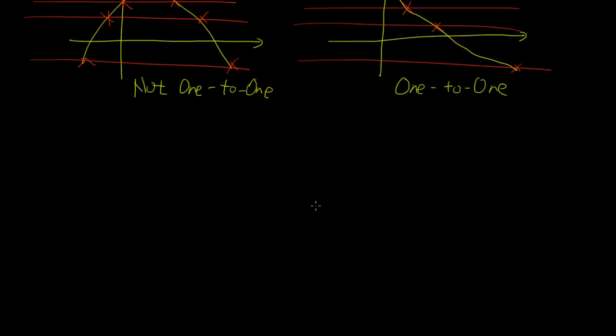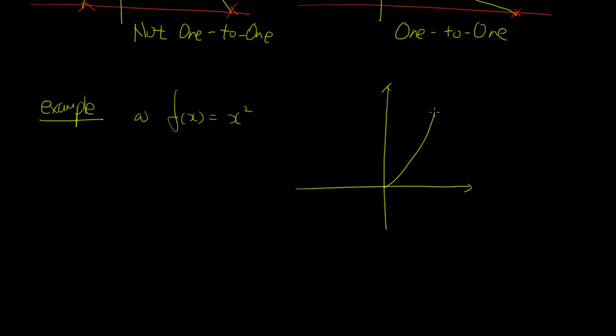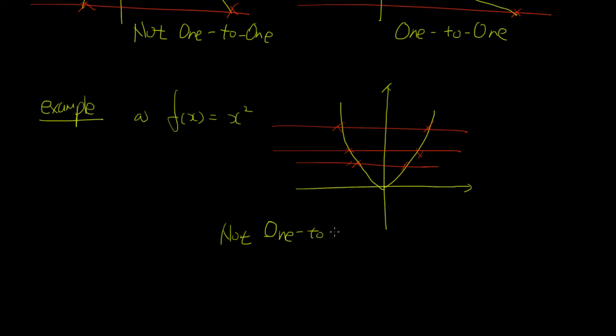All right, so you get the idea, right? Let's do another example. Let's say f of x equals x squared, right? You know, this is the square function. I hope you remember the shape of this function, like this. That's the shape. So what do you think? Is this going to be one-to-one? Of course not, right? Look at these lines. They're all intersecting at 2 points, right here or here. So this is not one-to-one.